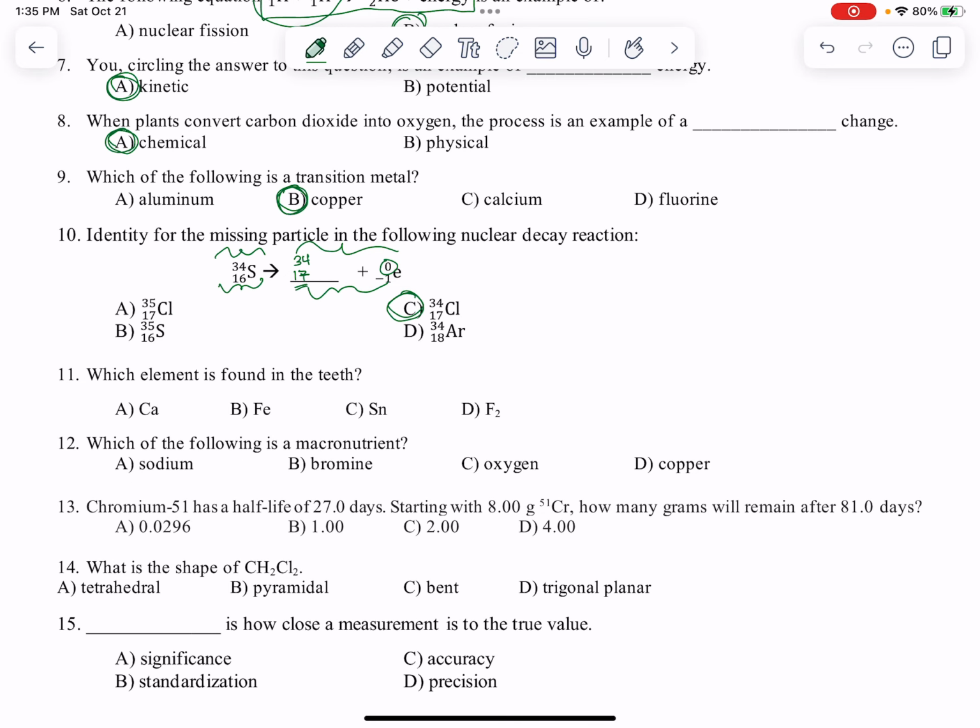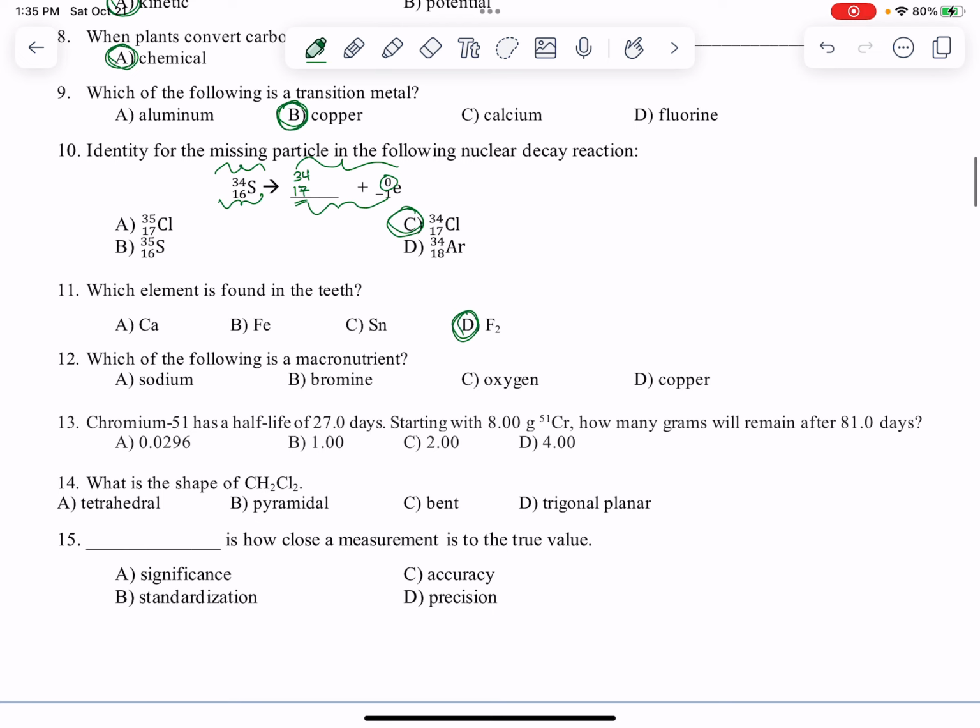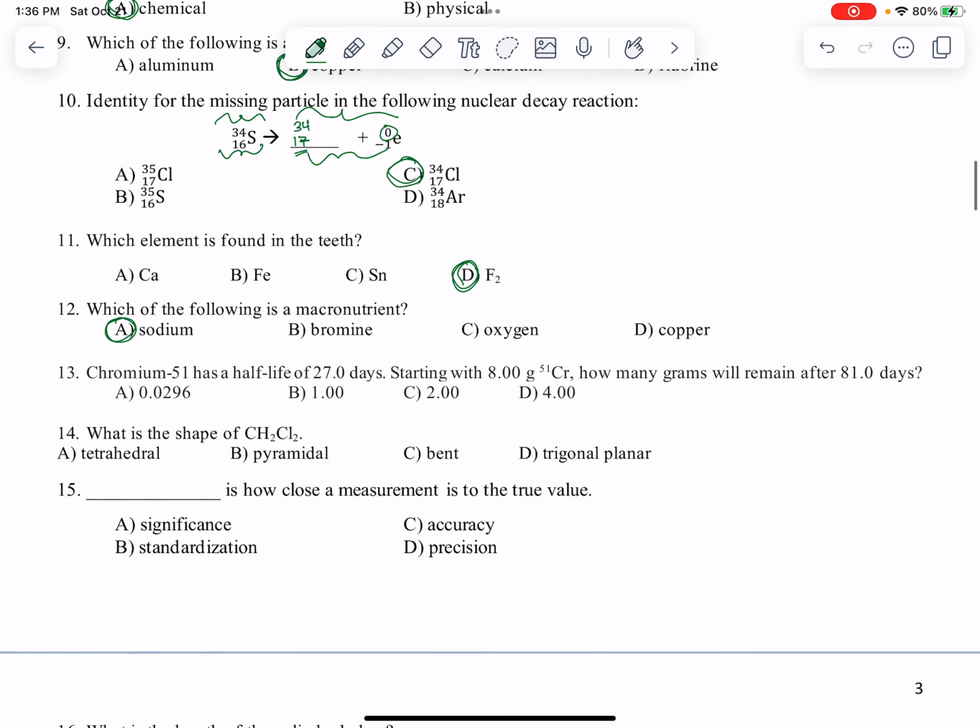Which element is found in teeth? The best answer here is fluorine, but credit was also given if you put calcium. Which of the following is a macronutrient? Again, this is a little bit of memorization here. For food, sodium is considered a macronutrient.